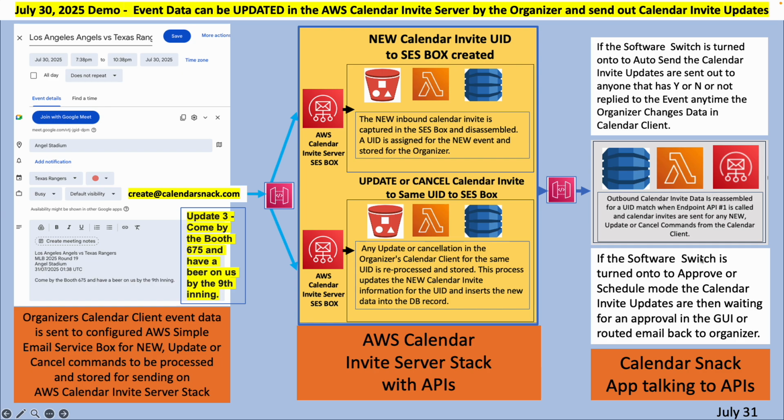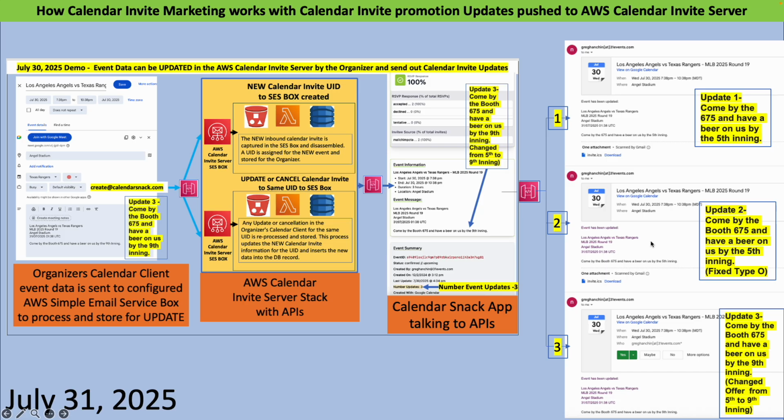Now, if the software switch is turned onto approve or schedule mode, the calendar invite updates are going to wait for an approval, or essentially be in a queue. That queue will be in a GUI or routed back in an email approval process. So we do have a route process here that says if you don't want to send them out automatically, we can do it a manual way where there is a service approval. That looks like this here in service stitching.